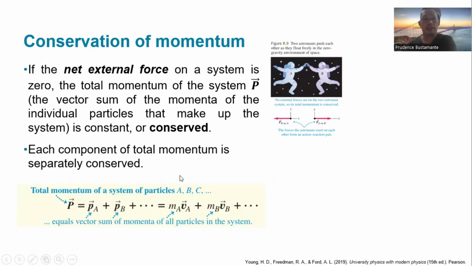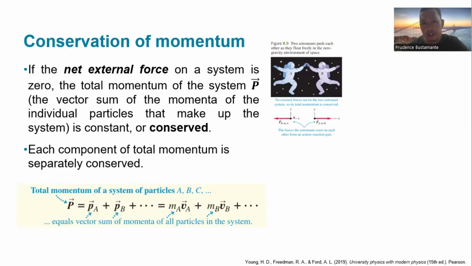In both of these cases, the total momentum is conserved. So the total momentum of a system of particles, not just two particles but three or more, is equal to the momentum of particle A plus the momentum of particle B plus and so on, the vector sum of the momenta of all particles in the system. How is it useful, class? Let's talk about this further.